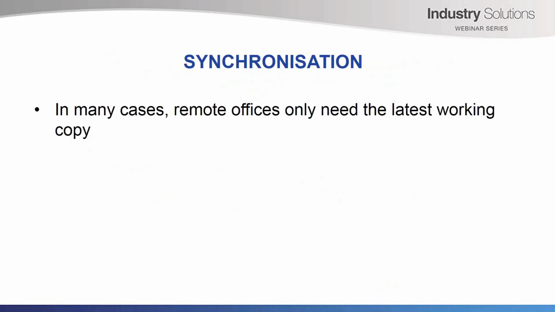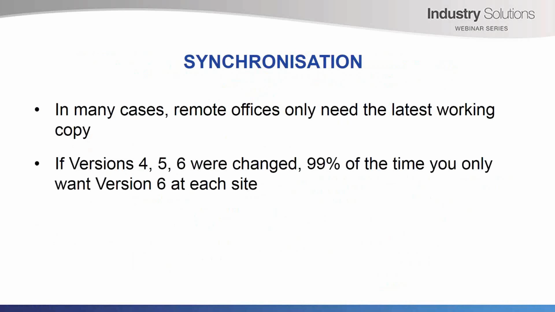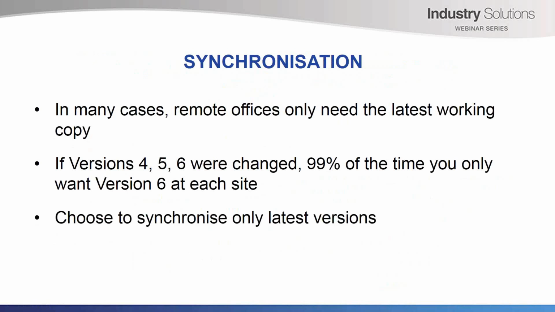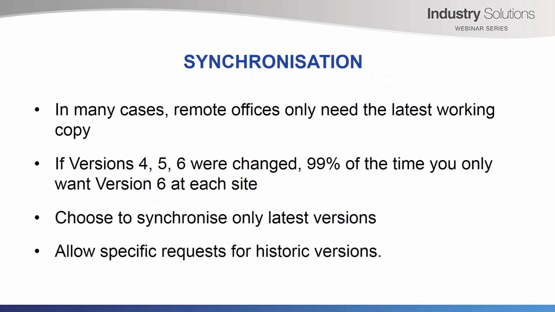There's also different ways that you can configure the versions and how they travel down to the replication servers. So in most cases, remote offices really only need the latest working copy of a particular file because they just want to do their work. So let's say versions 4, 5, and 6 were changed. Most of the time, you really only want version 6. The ability to go back in time and have a look at what changed is really important and central to the way 12d Synergy works, but it's not something that you do all the time. It's really only something you want to do when there's a problem. So you can choose to synchronize only the latest versions, and then allow specific requests for historic versions on demand when people need them.